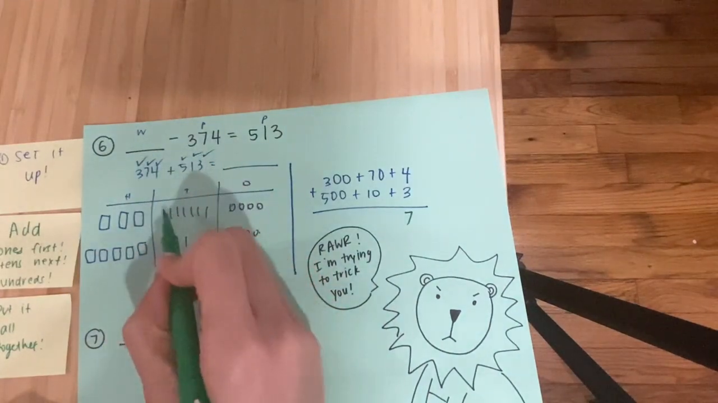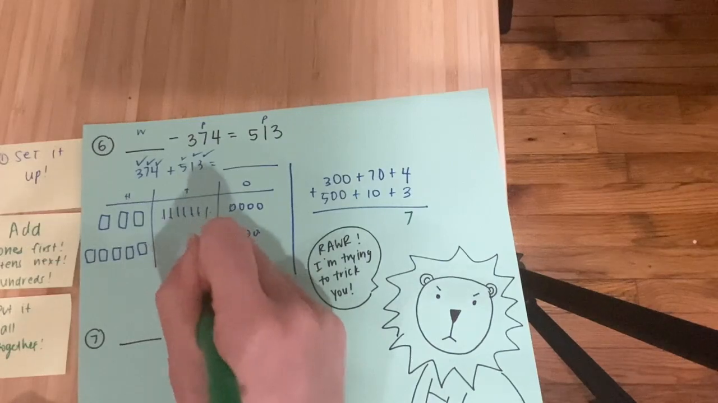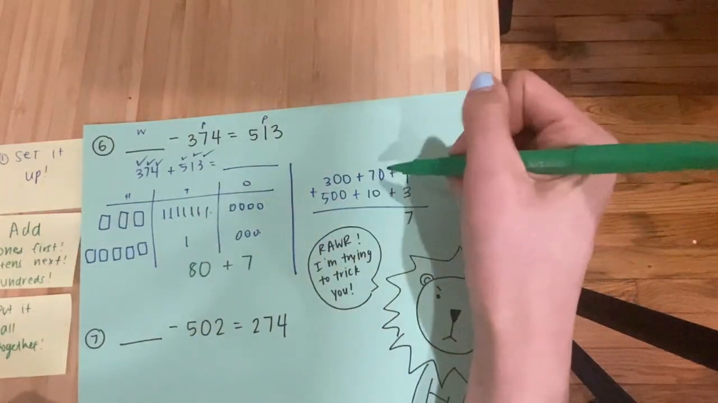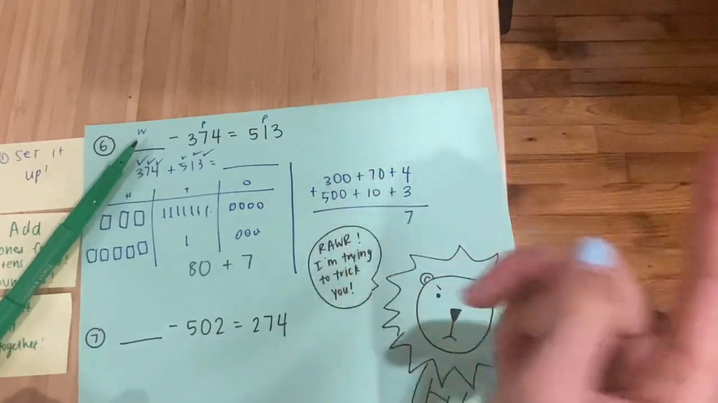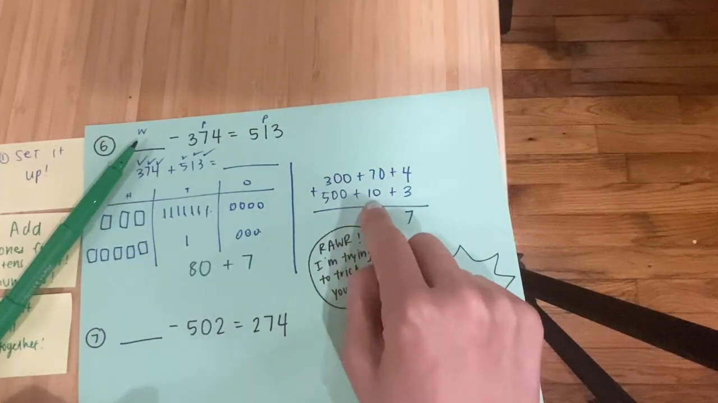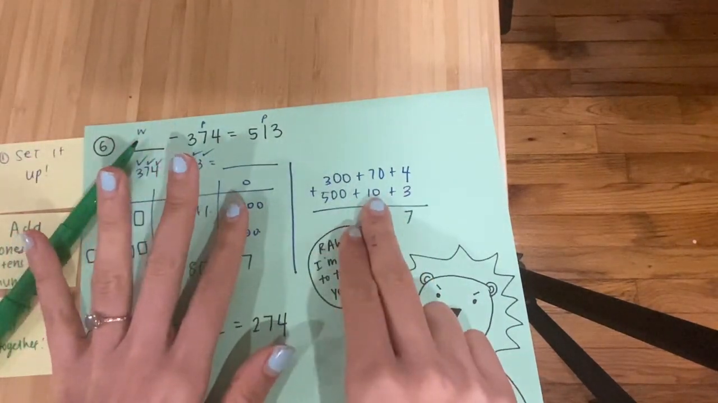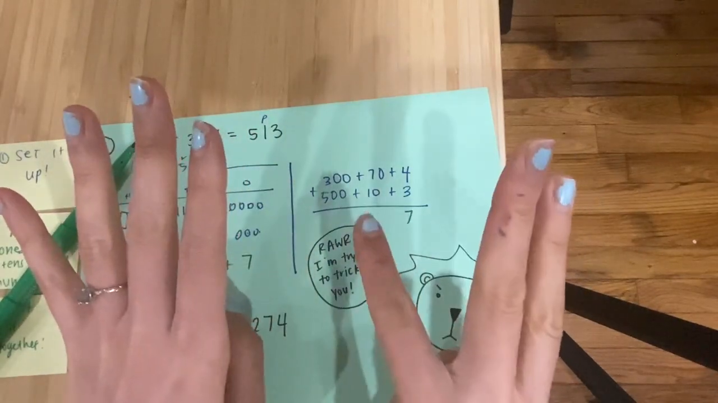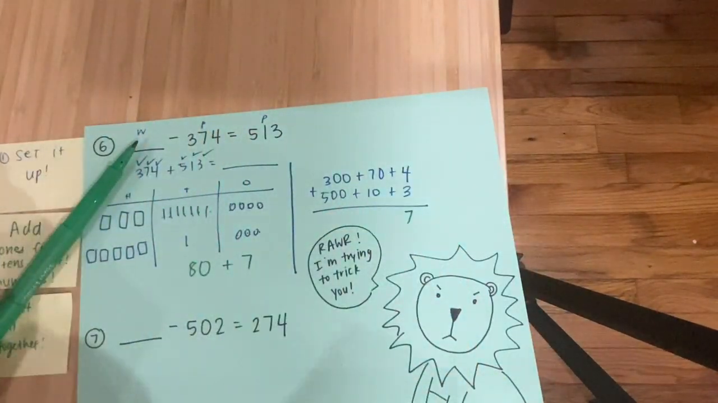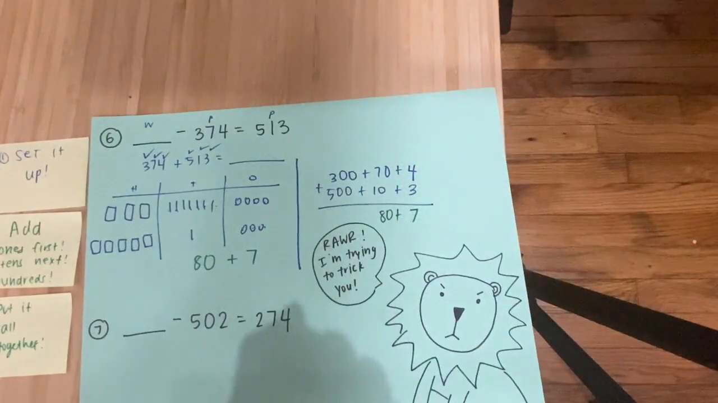Then let me add my tens. 1, 2, 3, 4, 5, 6, 7, 8. The value of 8 tens is 80. Let me add my tens over here. 70 plus 10, you can just know that it's 80, or you can use the finger trick. So 70 is 7 tens. 10 is just 1 ten. That's 1, 2, 3, 4, 5, 6, 7, 8. 8 tens. The value of 8 tens is 80.